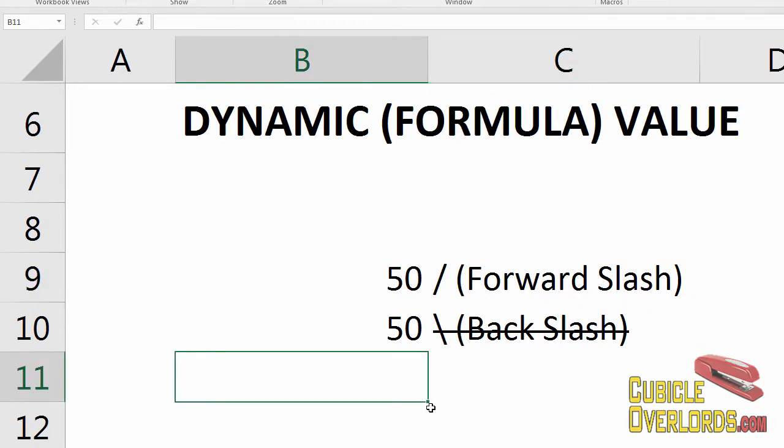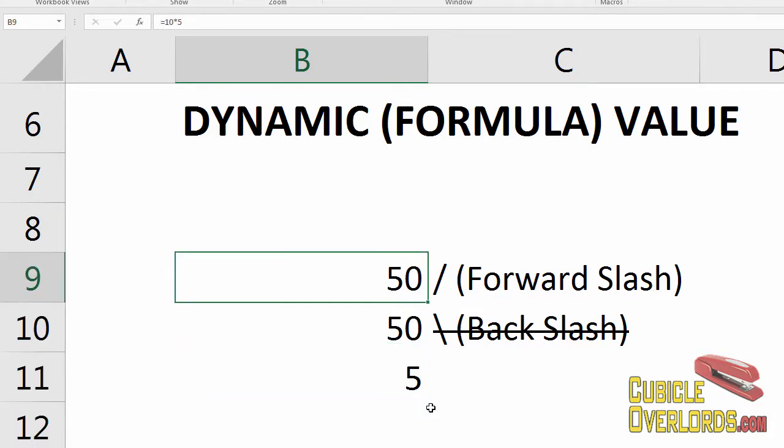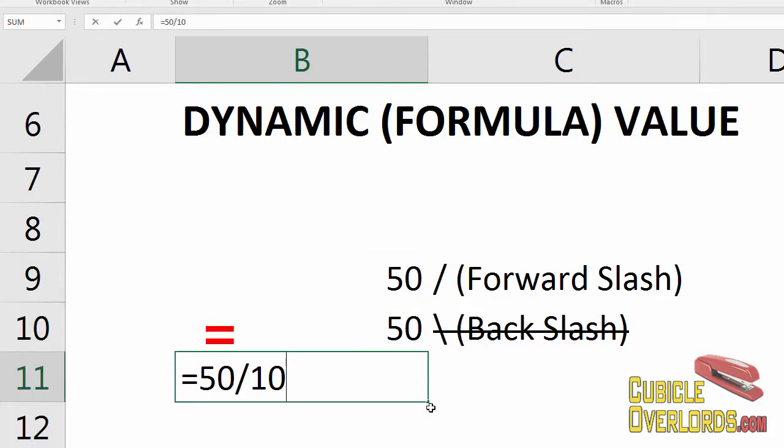So for example, if I do 50 slash 10, I need to add an equal. Remember that you always start a formula with an equal, a plus, or a minus. Then I get 5, which is 50 divided by 10. Now, an important tip is to always start your formulas with an equal sign.